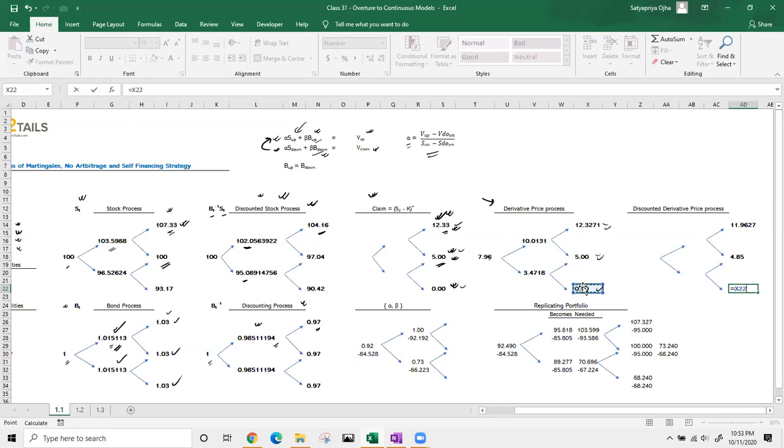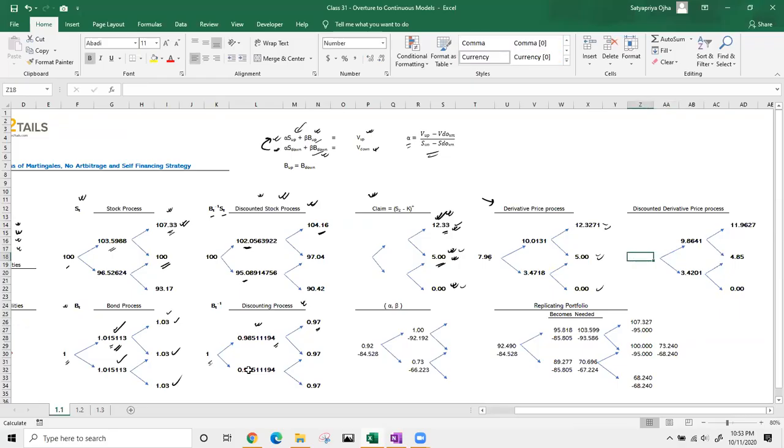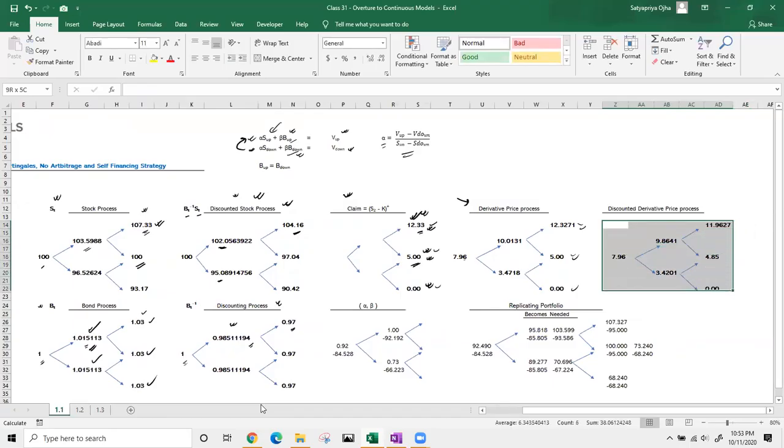So this would be 0 times this. Here the discounted derivative price would be, this is the price, discounting factor is this, and this is the price, discounting factor is this, and today there is no discounting factor. So if the price of the derivative today is 7.96, the discounted derivative price is also 7.96. Okay, but still let's just do that, this into 1. This process is the discounted derivative price process.